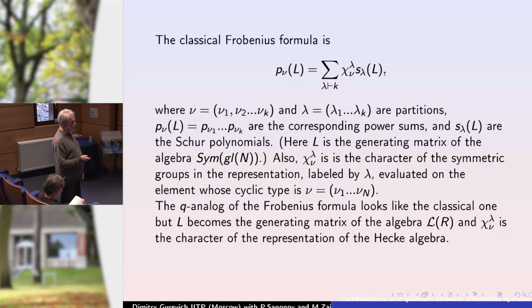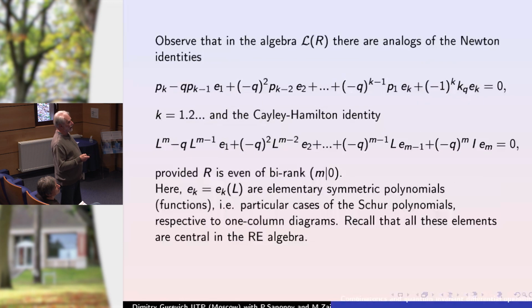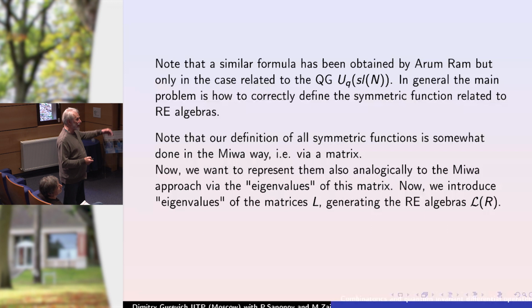I don't want to go into detail. It requires much time. But finally, I would like to say that Arun Ram proved a similar formula, but only for R coming from a quantum group. So with this publication of the 90s, finally we consider our paper as a generalization of the Arun Ram result. Okay, but I would like to say that in our approach, we use more or less the Miwa approach to presenting quantum symmetric functions, because we are dealing for the moment with matrices.